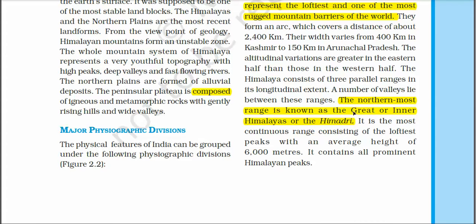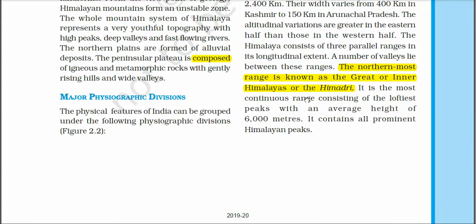The northernmost range is known as the Great or Inner Himalayas. It is also known as the Himadri. Average height of Himadri is 6,000 meters and all main Himalayan peaks are located in Himadri.